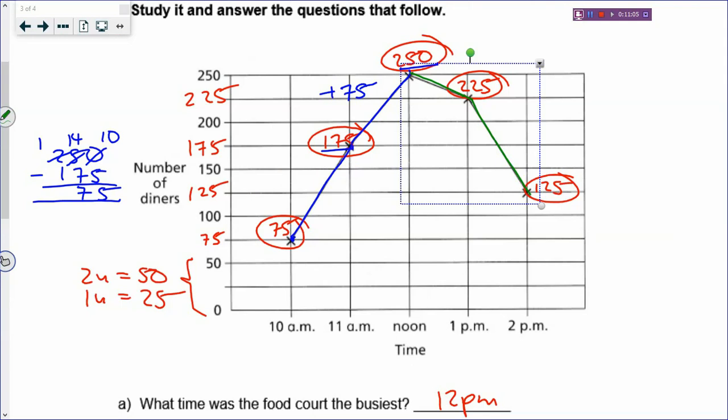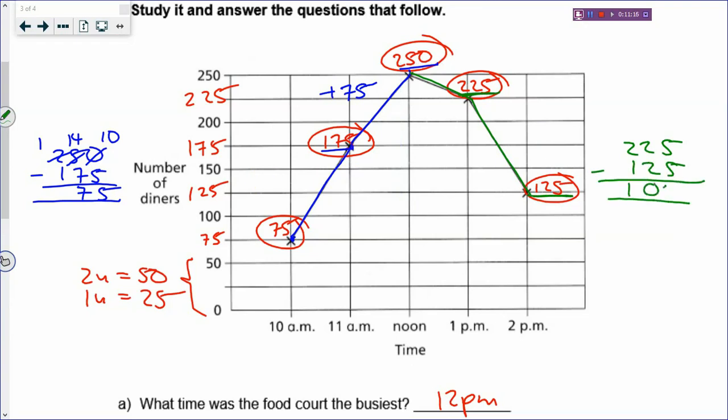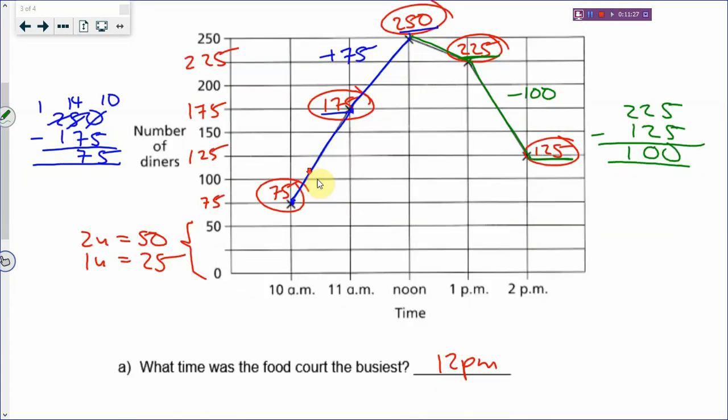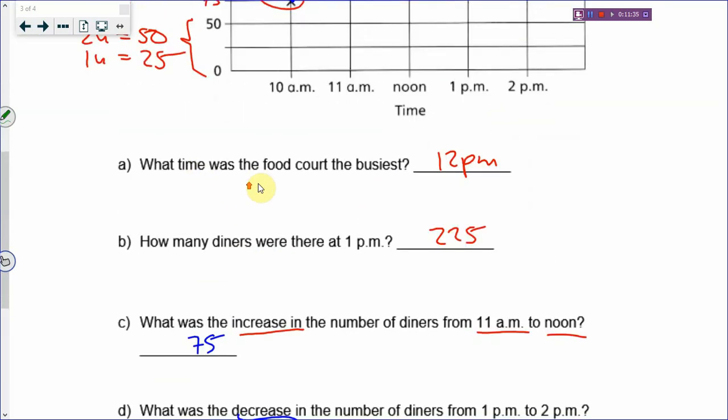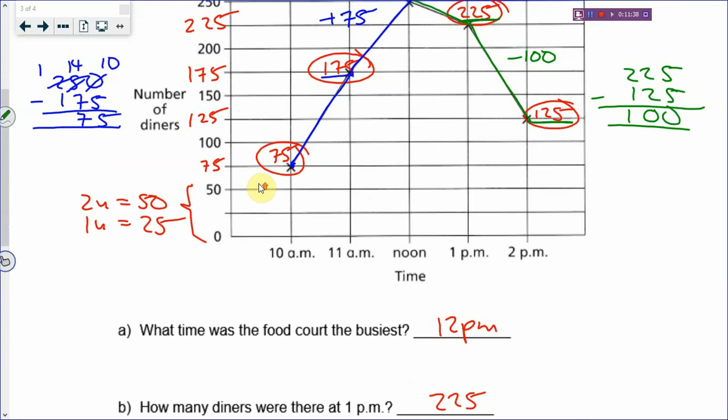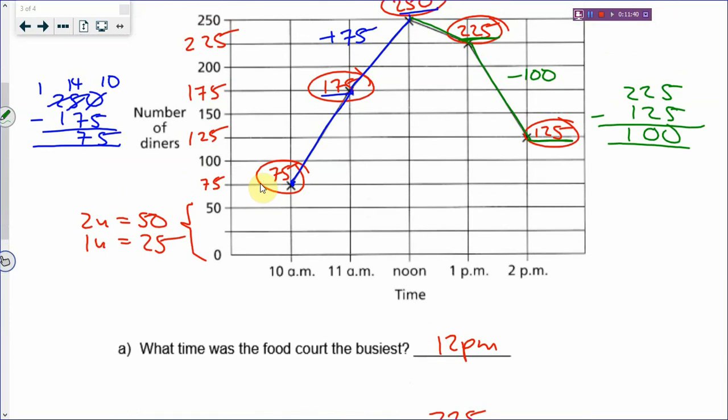What is the decrease? So from 225 and then decrease to 125. So what is the decrease? You take 225 and you minus 125. So there is a decrease of 100. Which means that you minus 100, and that's how you get 125. And when there's a minus, it means there's a decrease. When there's a plus, that is an increase. So your answer here will be, there's a decrease of 100 diners from 1 p.m. to 2 p.m. Okay, so that's how you look at the line graph to find out the increase and to find the decrease.